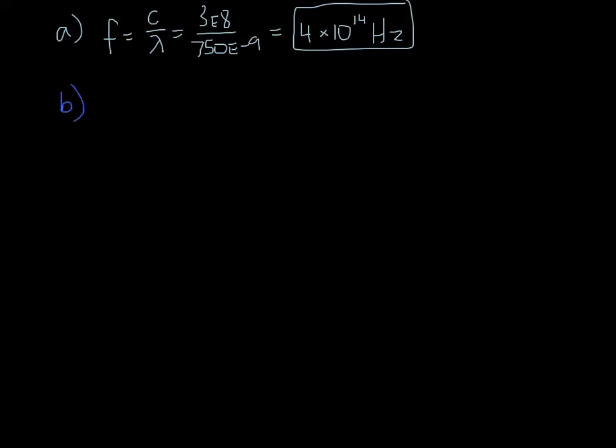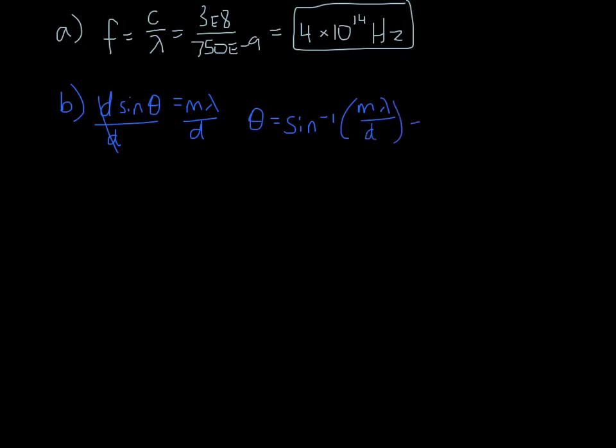For part B, determine the angle the light makes for the first dark spot in this pattern, and say if the small angle approximation formula can be used. So we want to take the equation d sine theta equals m lambda and rearrange this for theta. Just divide both sides by d and then take the inverse sine. So theta is the inverse sine of m lambda over d.